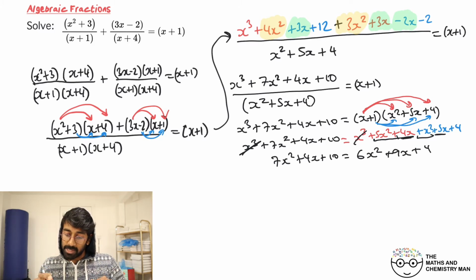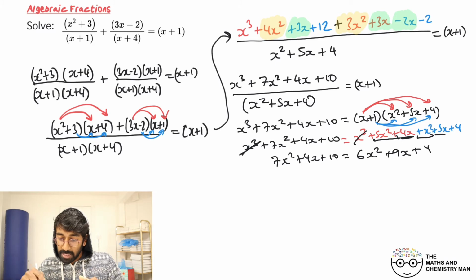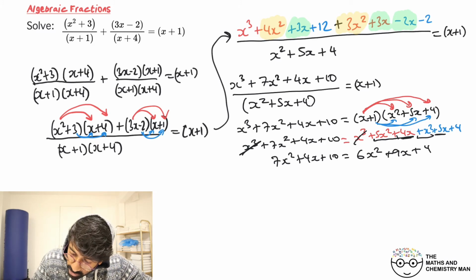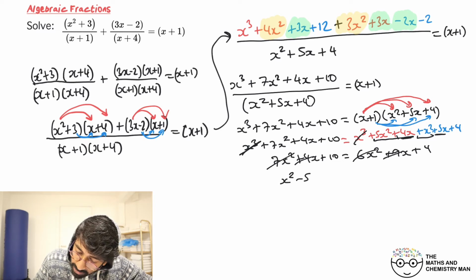So what it shows us is we can bring all of our x squareds over to the left-hand side. So let's do that now. That means that and that are gone. We'll have just an x squared left here. Bring the 9x over as well, so minus 5x.